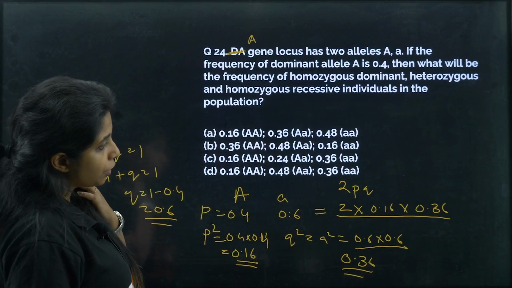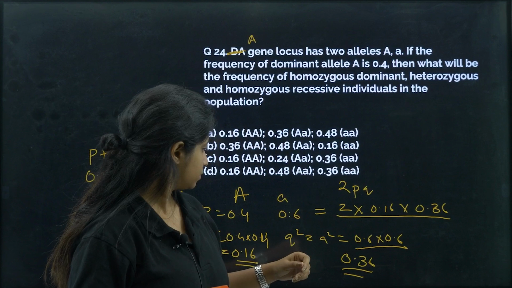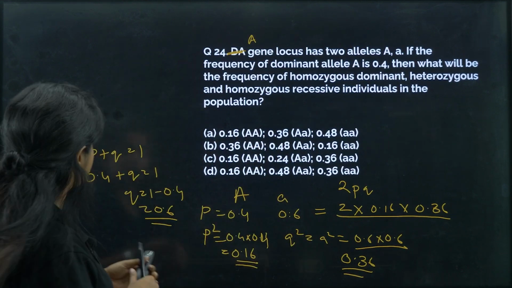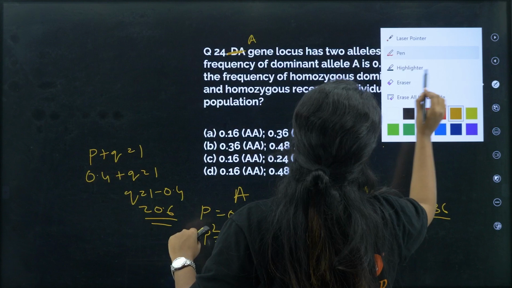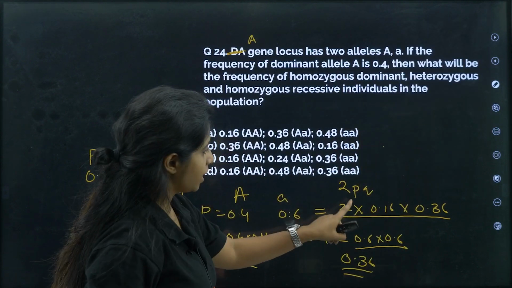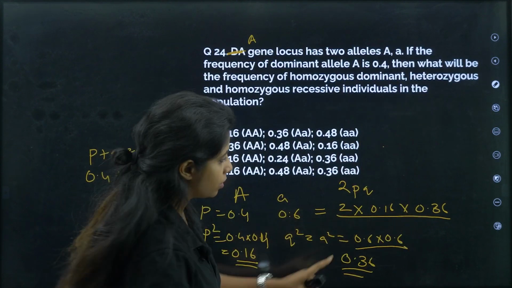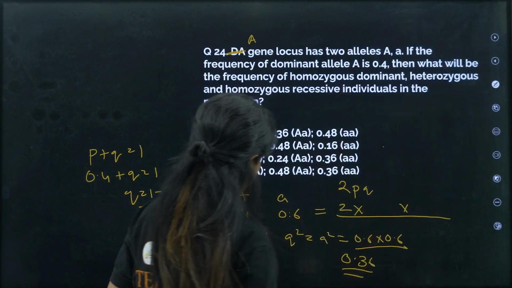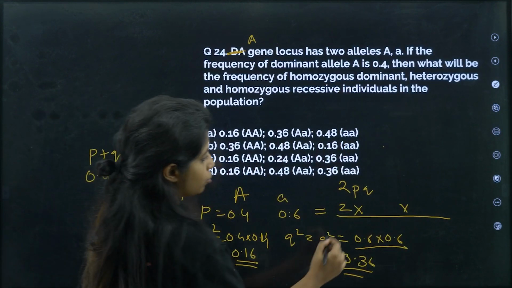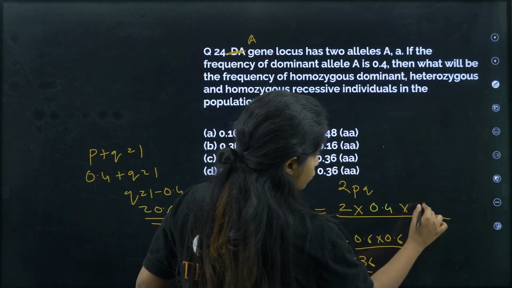Okay, so 2 into P and Q. I did one more mistake over here, which you should not be doing on the day of examination. And what is that mistake? That mistake is I included P square and Q square over here. So I have to put P and Q over here, children. P and Q, where P is equal to 0.4 and Q is equal to 0.6.